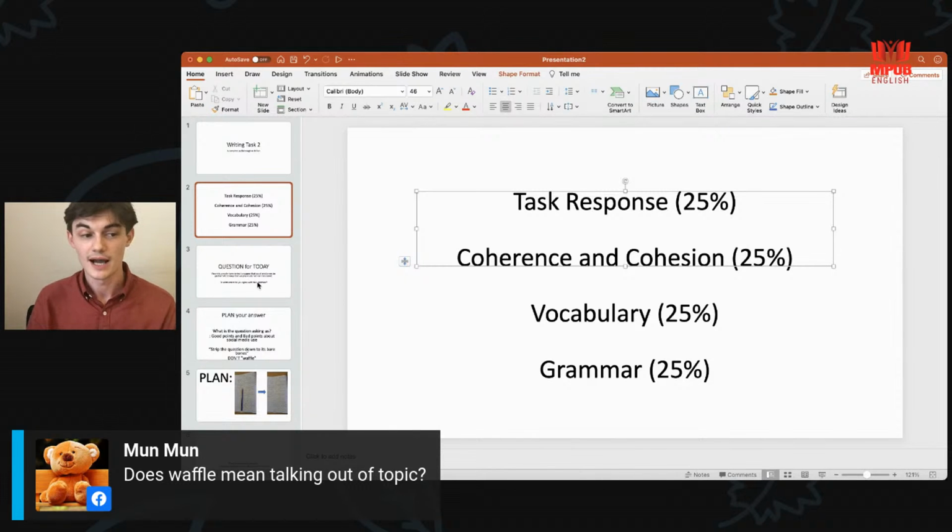And if you want to score highly on task response, you have to answer the question. It's quite a crucial thing that they're looking for. I mean, it's literally 25% of your marks. So aside from your language, your vocabulary and your grammar, just how well you answer the question and how well you talk about social media accounts for a quarter of your marks.